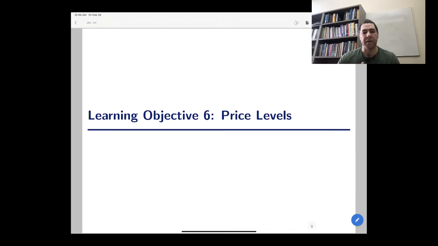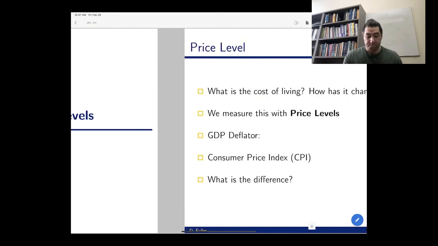Our way to handle that is the price level. And before we get into the details, the intuition is very similar to what we did with real GDP. With real GDP, we kept the price fixed and let the quantities change. Then I knew what happened to quantities. With the price level, we're going to do the opposite. We're going to keep the quantities fixed and let the price change. And that way we have a sense of what exactly happened to the prices in our economy.